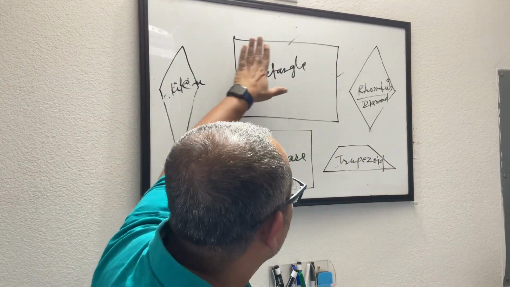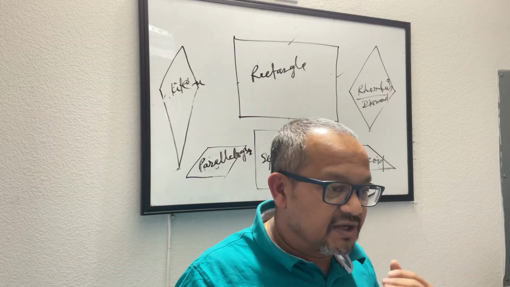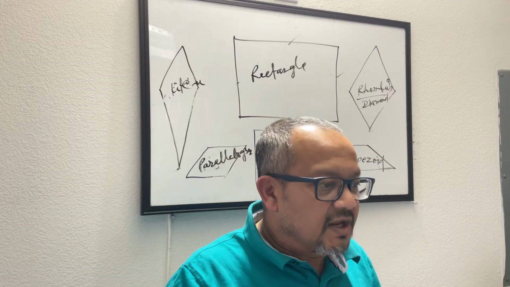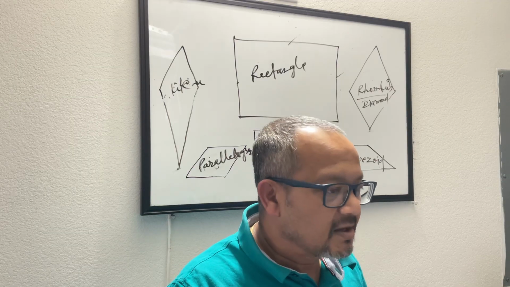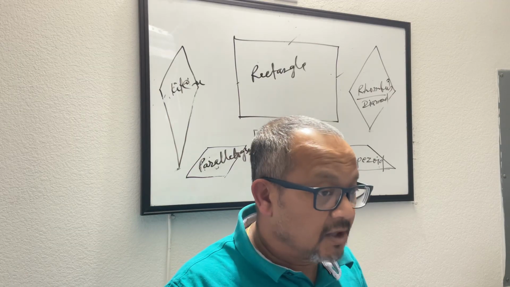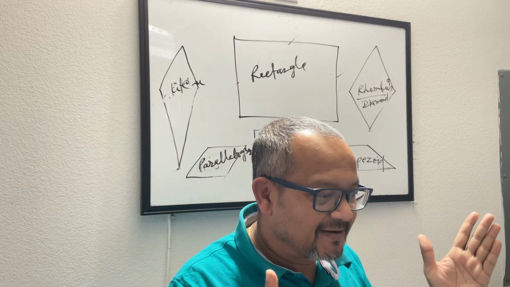So all these shapes that we see here, they have certain properties. They are quadrilaterals. Not open, they are all closed quadrilaterals. Nothing is open. They're closed.